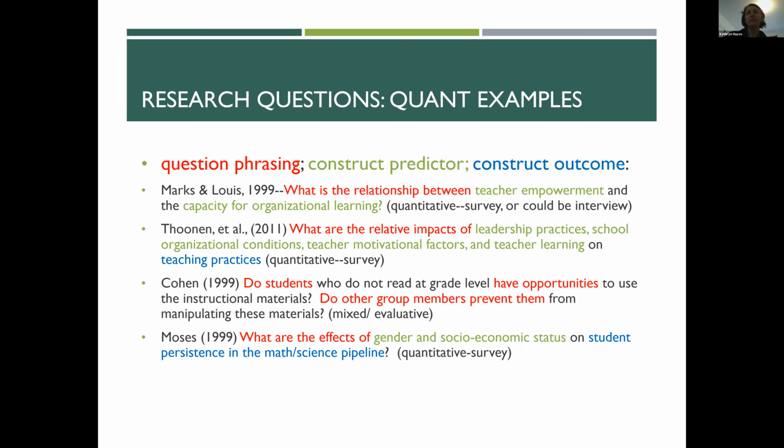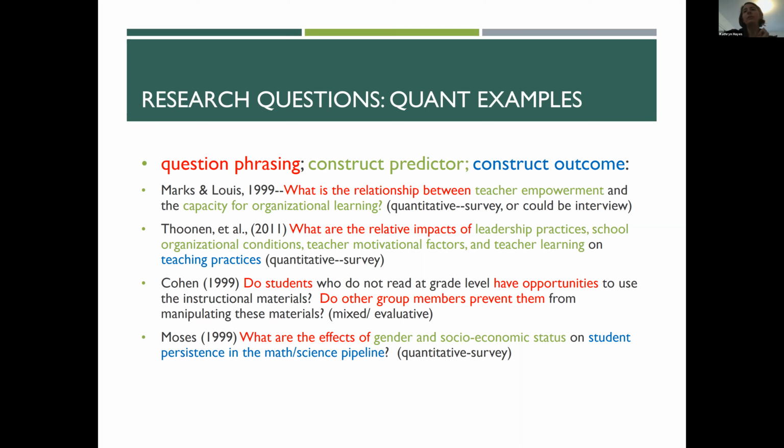So this first one says, what is the relationship between teacher empowerment and the capacity for organizational learning? So what is the relationship between is often a quantitative question. Although it can be answered qualitatively, it usually implies a regression analysis. And the two constructs are teacher empowerment and capacity for organizational learning. And in this case, they don't specify an outcome versus a predictor. And this is probably a survey.